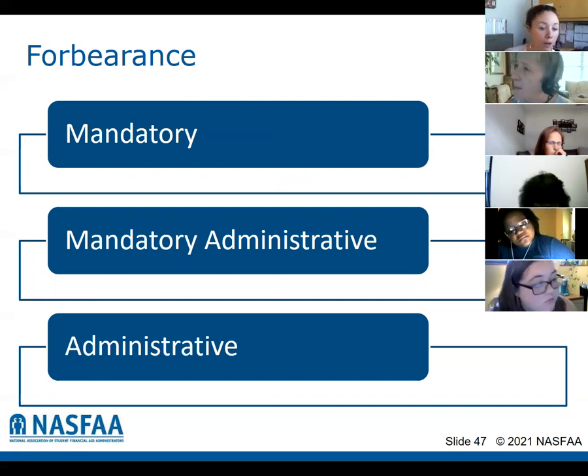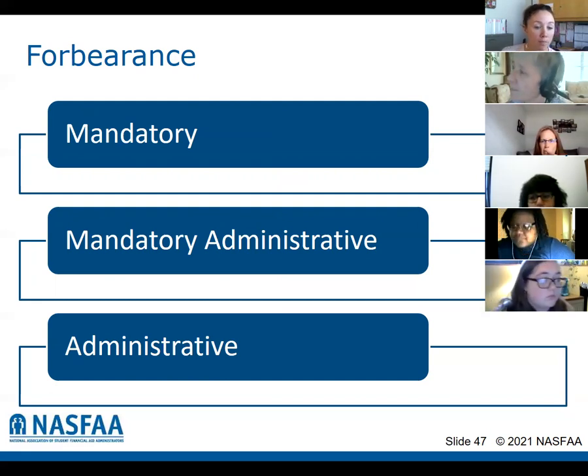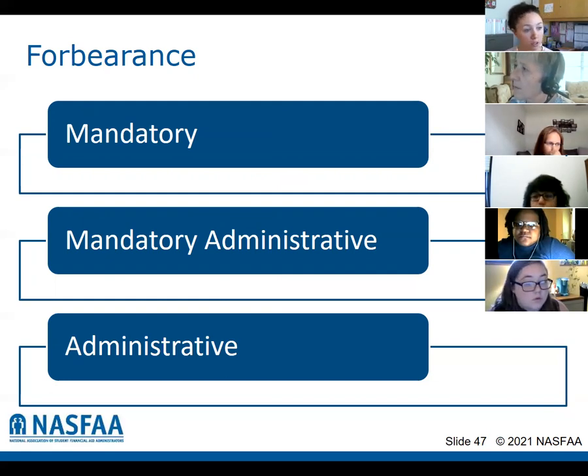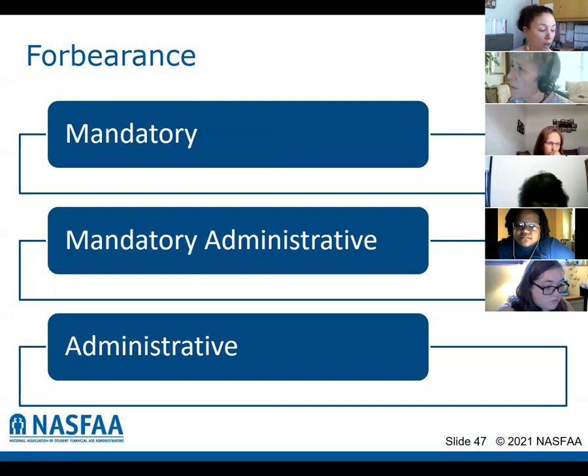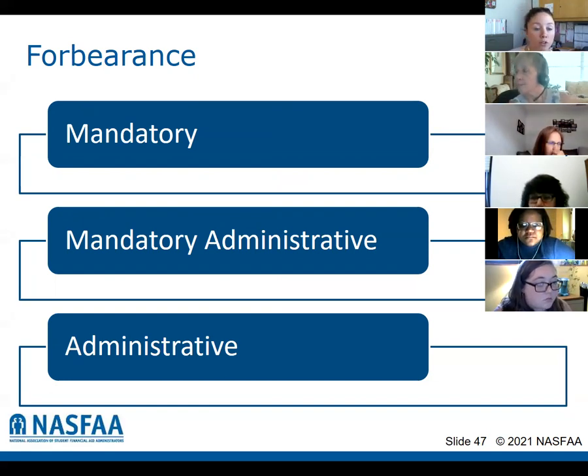When you're in forbearance, that means you're probably having some kind of financial hardship, or maybe there's some administrative reason why you're in forbearance. That would be something like your loan being consolidated, and in that period it'll be in a forbearance status, so you're not making payments on it. But during forbearance, your loans accrue interest. And at the end of a forbearance status, your unpaid interest becomes principal balance.